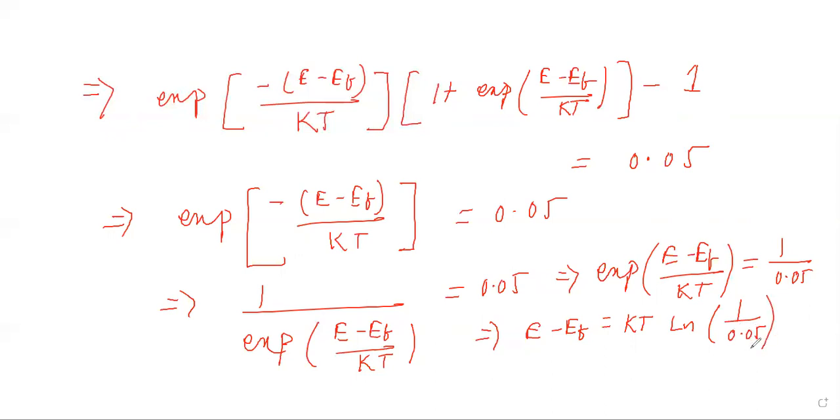So if we calculate this, ln of 1 by 0.05 is around 3, so you can write this to be 3 times kt. So our objective is to write energy in terms of Fermi energy level and kt. So what we got, e is equal to ef, the Fermi level, plus kt, right? So what we need to calculate is the energy in terms of kt and ef, at which the difference between Boltzmann approximation and the Fermi Dirac function is 5% of the Fermi function. So we got this, e is equal to ef plus kt. So that will be our answer.